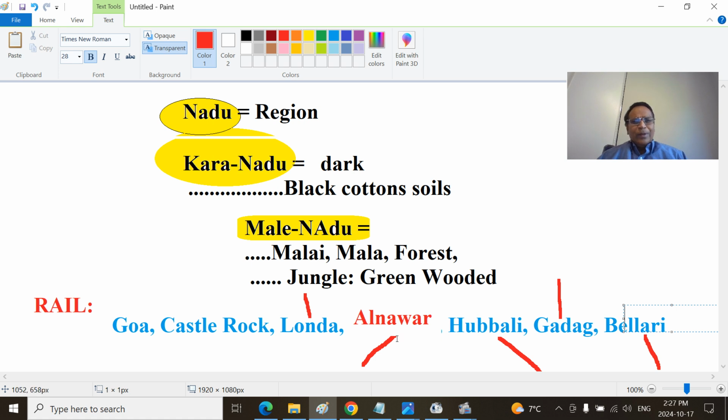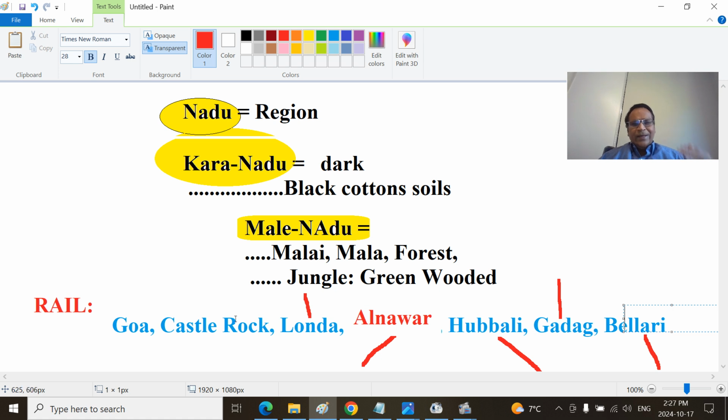So the point is, from the Gadag junction, originally it was a meter gauge railway line. Yes, that is the meter gauge railway line. And from Gadag, now a junction, it goes to Bagalkot and so on. Hubballi is a junction that eventually connects to Chitradurga and Bangalore, Tumkur, that area. Alnavar junction connects to Dandeli, also Londa junction connects to Belgavi, eventually to Pune.